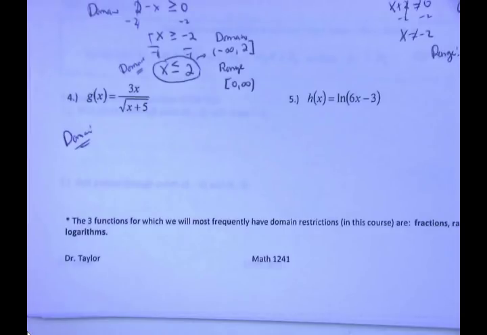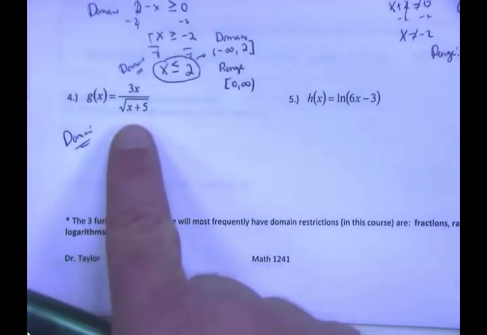Well, this first one, I got a combination. I got a square root in the denominator. That's a problem because with square roots, I can't take the square root of negative numbers. And the denominator, I can't divide by 0. So what kind of numbers can I take the square root of? Zeros and positive. But remember, it's in the denominator, so I can't divide by 0.